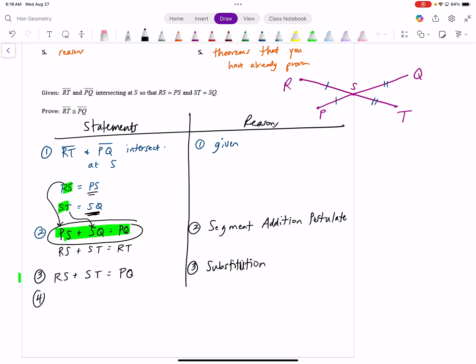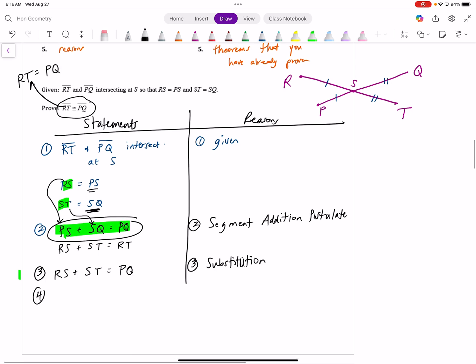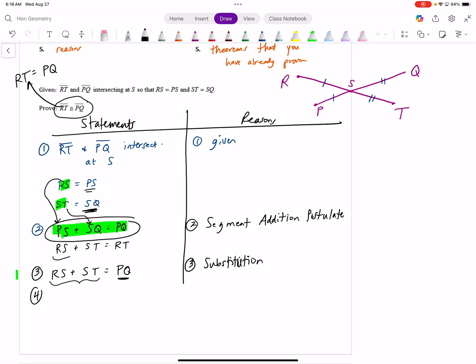So what can I do with that? So I want RT congruent to PQ. So if I could show that RT, like the step before that, if I could show that RT equaled PQ, then I'd have it. So here's PQ, this is good. Oh, here we go. That sits right here, and it's the same as RT. So I'm just going to substitute RT in right there. And say there's another substitution.